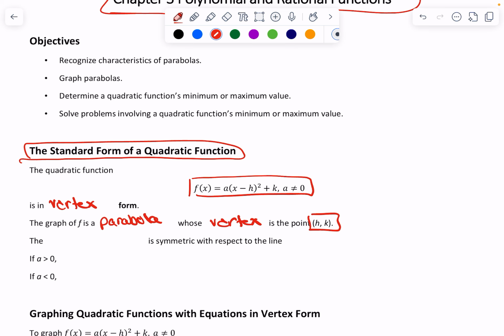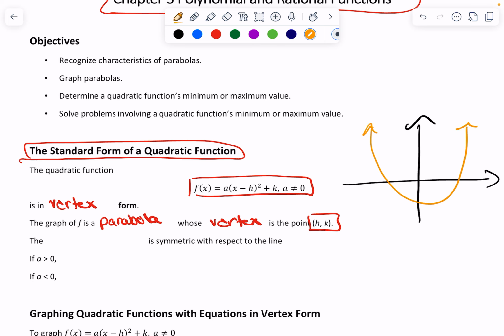So if we kind of sketch it here, I'm going to do an x-axis and a y-axis, and then I'm just going to go ahead and sketch some sort of a parabola. Now for this one, (h, k) would be the vertex somewhere here. So h is the x-coordinate and k is the y-coordinate of the vertex.